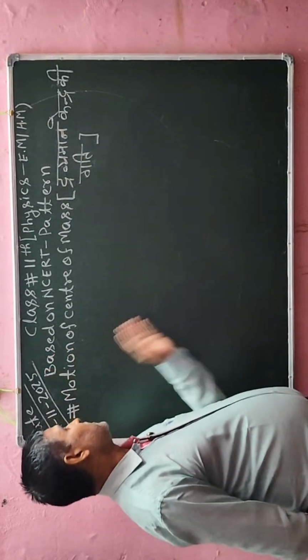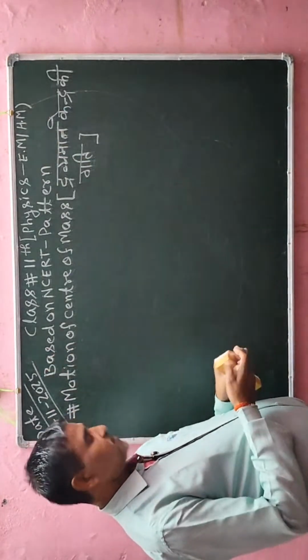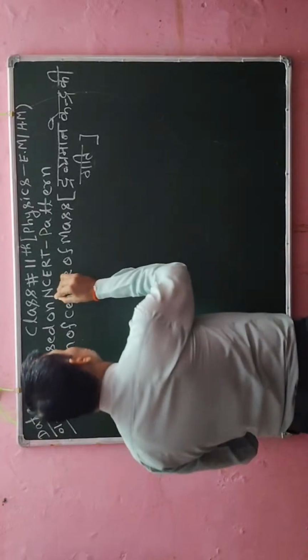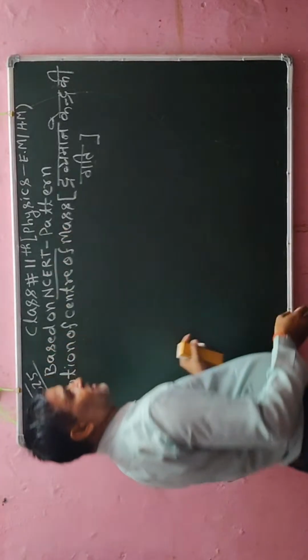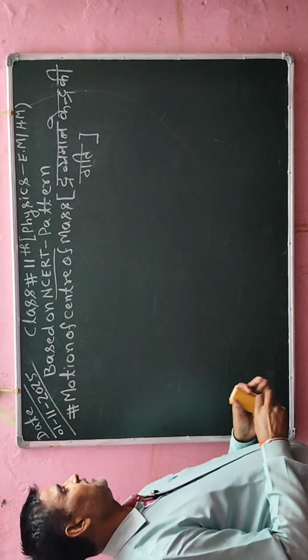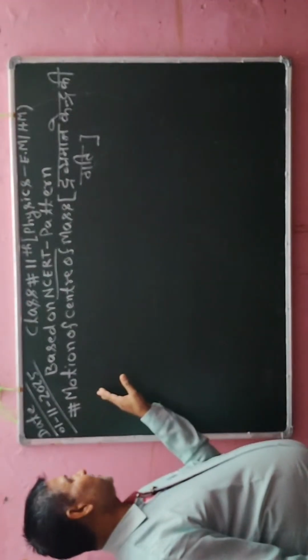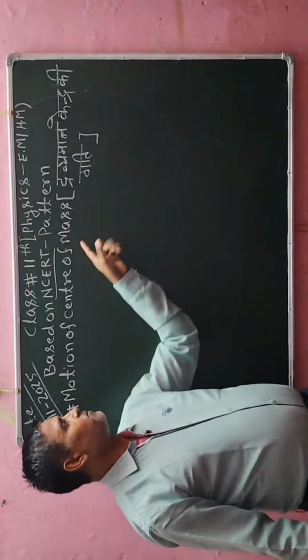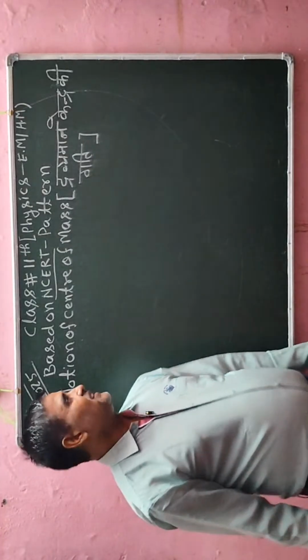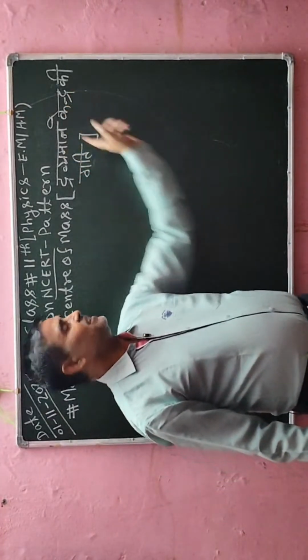Okay, now it is also based on the NCERT pattern. It means that only one time the concept can be explained either in English or in Hindi, so we have to follow this concept. Okay, now the topic name is motion of center of mass, that is also written in Hindi, that is Dravyaman Kendra ki gati.